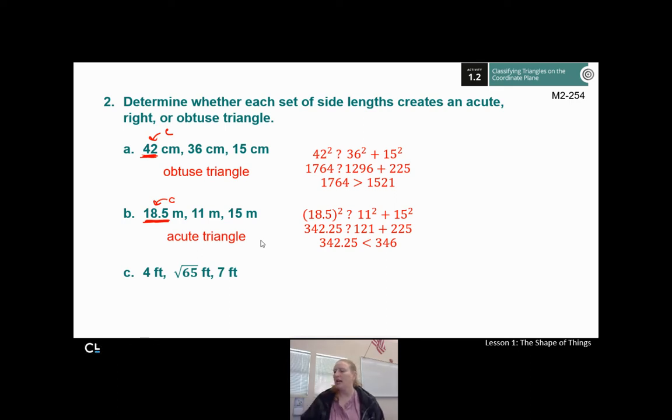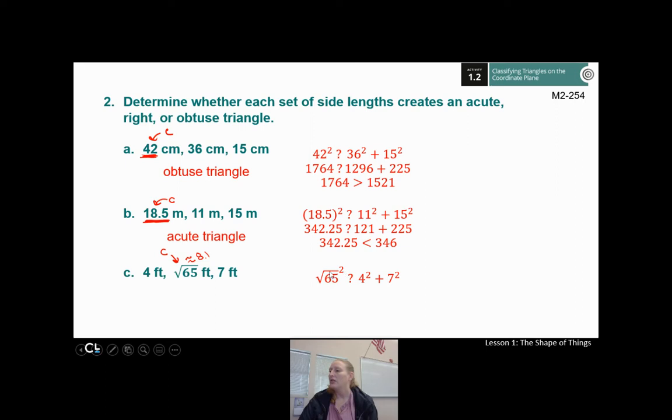For this last one, I had a hard time because of that root 65. So I'm grabbing my calculator here. The square root of 65 is about 8.1. And c needs to be my biggest side, so that square root of 65 is going to be my c. I'm not going to do decimals, though. Let's just leave it as the square root of 65 for now. So square root of 65 squared, and then I have 4 squared plus 7 squared on the other side.